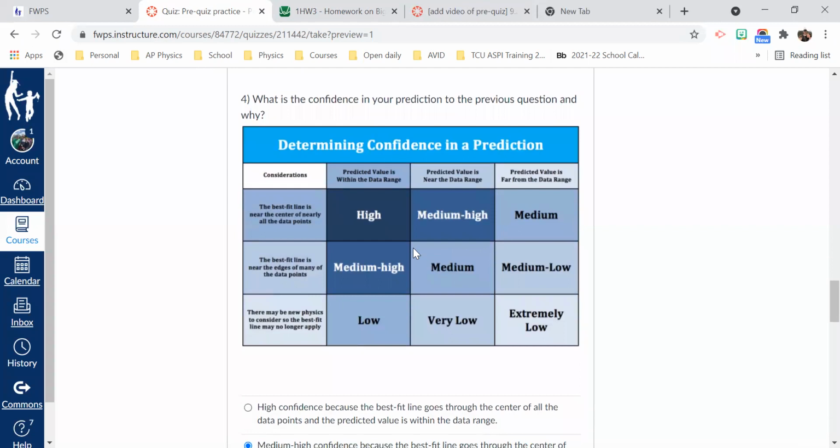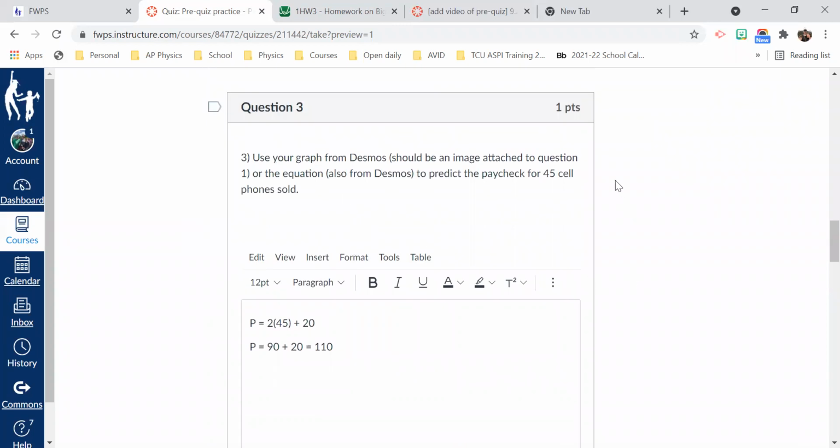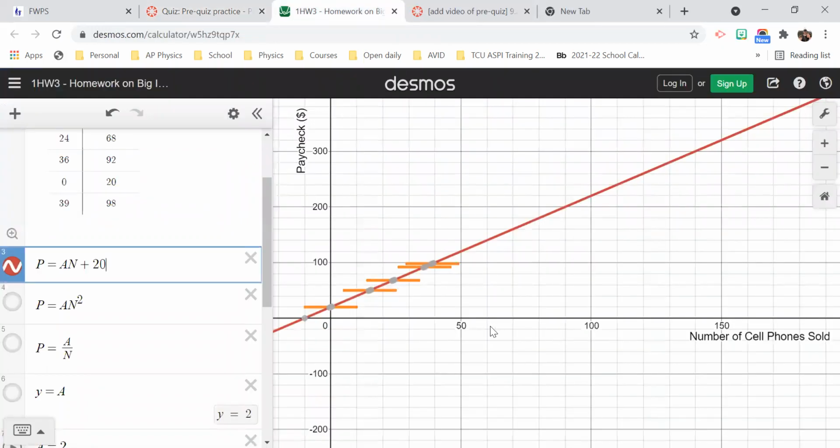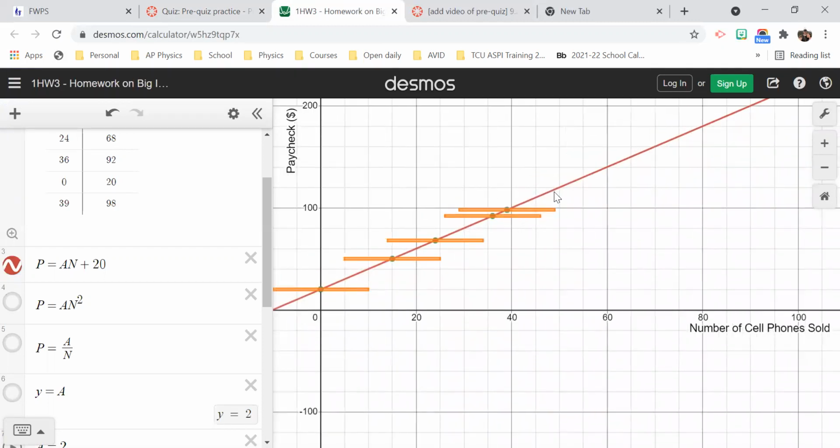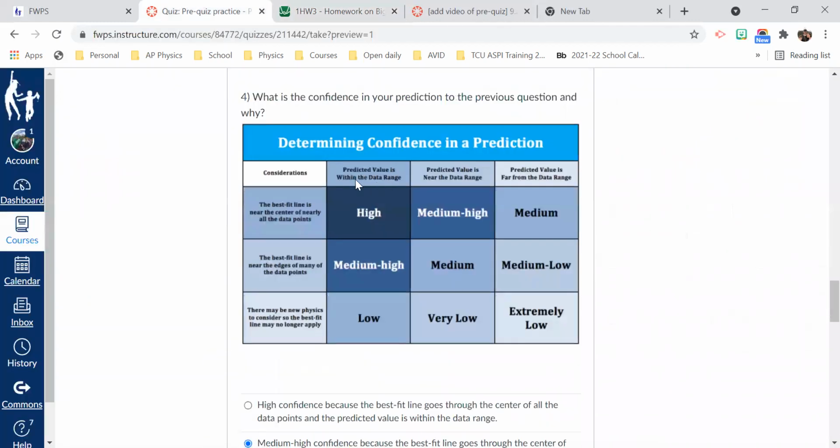Then, how confident are you in your prediction to the previous question and why? So how confident are you of what your paycheck will be if you sell 45 cell phones? We go back to your Desmos and figure out where 45 is on your graph, and whether it is within your data range, just outside of your data range, or way outside of your data range. That's going to help with this top row. Hopefully you're able to see that it's not within your data range and it's not way outside, so therefore it falls into this category.